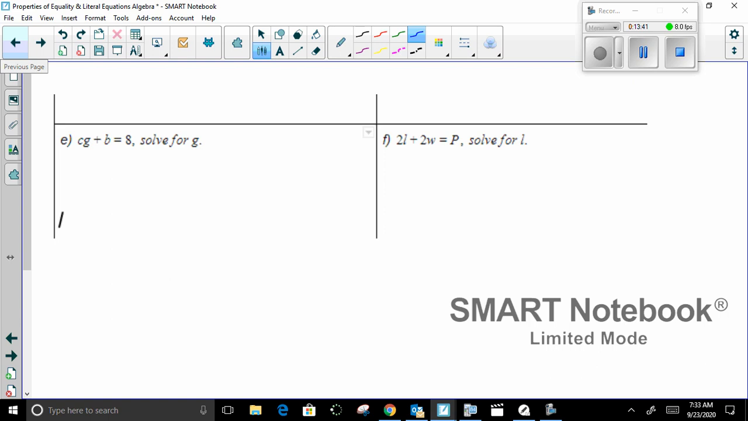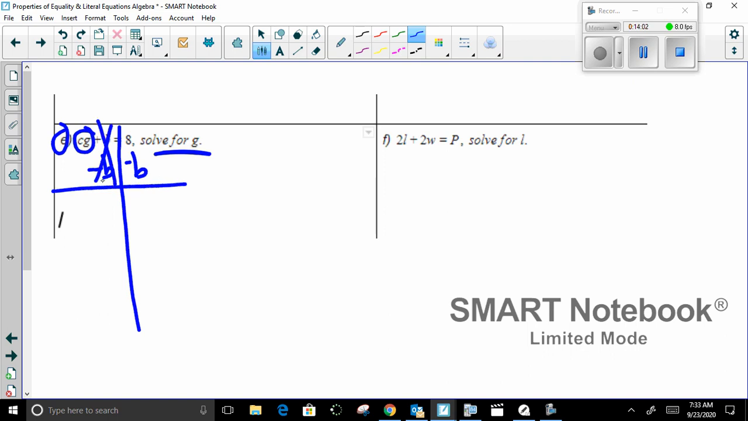All right, we did F in class yesterday. I did it on the video with you if you weren't in class. So we'll look at E instead. I want to get G, solve for G with this formula. So C and G are together. I can't touch them until I get rid of plus B. What's the opposite of plus B? Minus B. So anything minus itself is 0, so I'm just left with my C times G. 8 minus B I can't do, so rewrite it the way you see it.